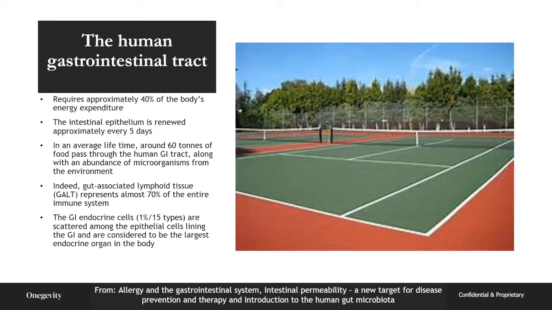To appreciate the microbiome is also to appreciate their home, our gastrointestinal tract. For example, if you look at the first point, the GI tract requires up to 40% of the daily body's expenditure. This is in large part due to the fact that the intestinal epithelium, the cells that line the GI tract, turn over roughly every 5 days on average. We also consume an enormous amount of food into the GI tract.